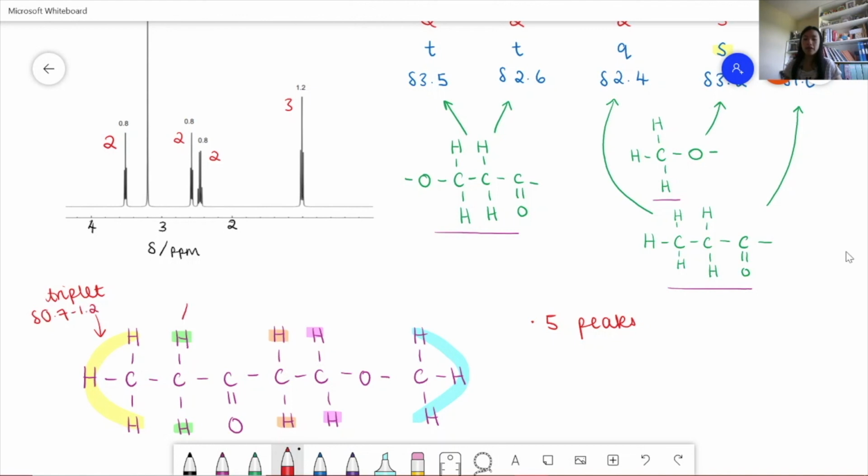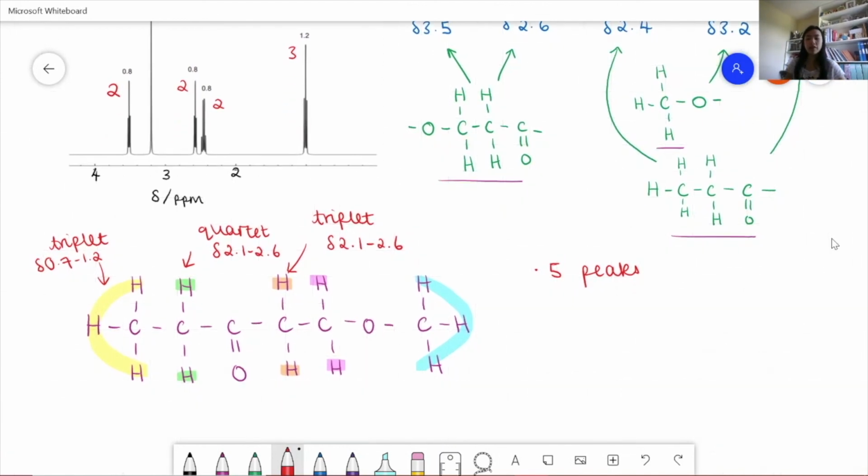And then for these hydrogens, we have a quartet peak, because we have 3 hydrogens on the carbon adjacent, and then because it's attached to a C double bond O, they will have a ppm value between 2.1 and 2.6. And then for these hydrogens here, we have a triplet peak, because we have 2 hydrogens on the carbon adjacent, and then because it's attached to the C double bond O again, we have a peak between 2.1 and 2.6.